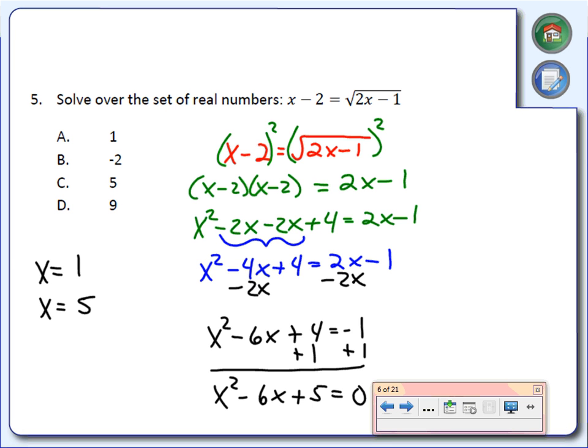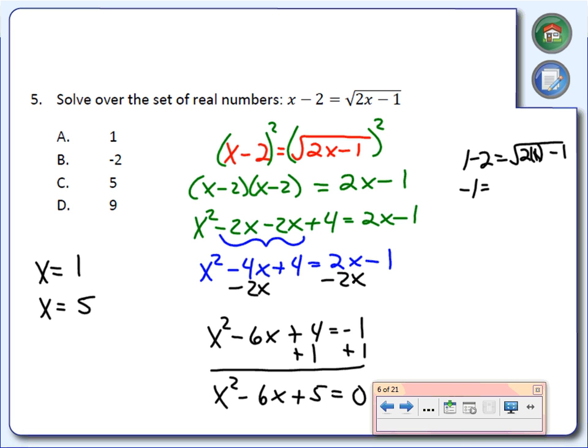Let me start with 1. If I replace both of the x's with a 1, the two sides should be equal to each other. So this should be 1 minus 2. 1 minus 2 would be a negative 1.